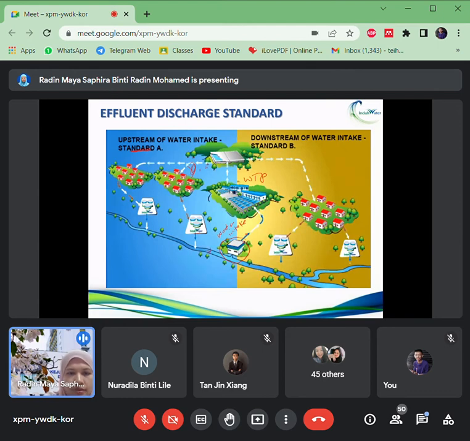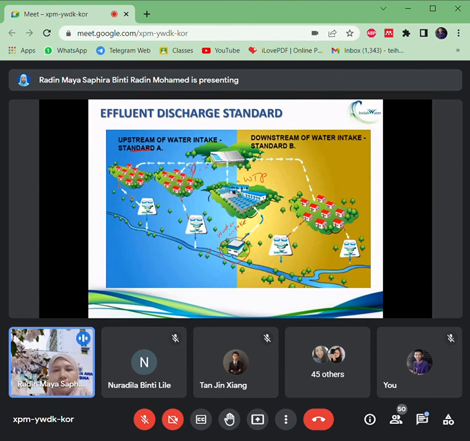Nanti dia akan masuk ke sini, water intake. So it must go and follow the standard A. Macam tadi BOD, the requirement is 20 mg per liter. So that the IWK must check regularly. The BOD intake must be below than 20. Okay, in here Department of Environment always do the monitoring for this IWK punya effluent, treated effluent.